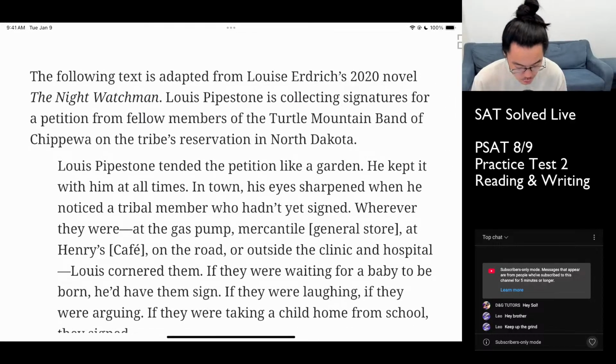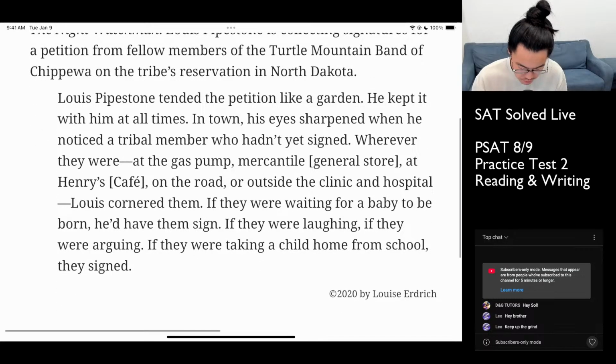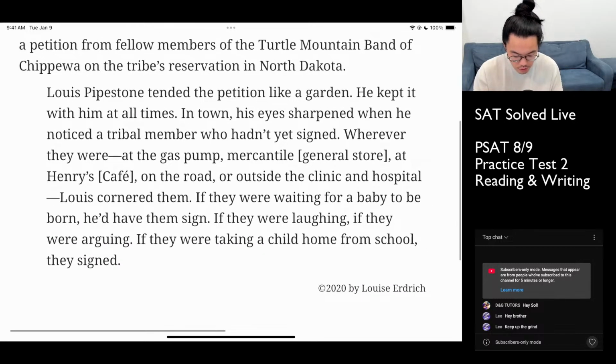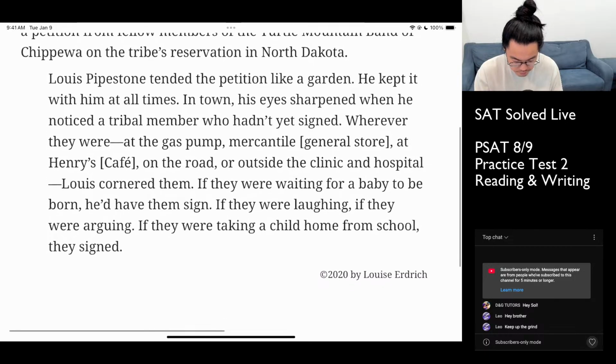Erdrich, Night Watchman, Pipestone, signatures, fellow members of the tribe in Dakota. Tended the petition like a garden, kept it with him all times, sharpened. So I already kind of have a sense of the purpose. The purpose is basically to characterize how carefully he does his job. How diligently he cornered them.